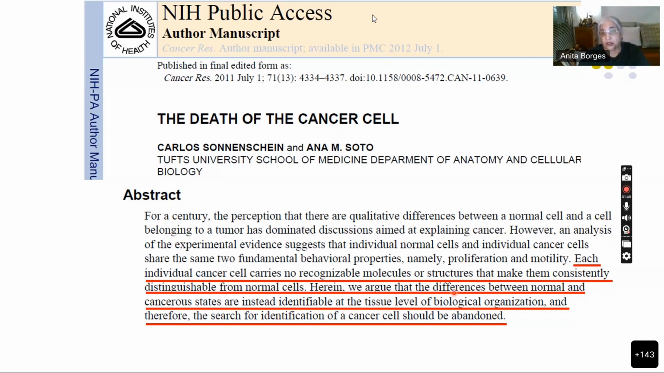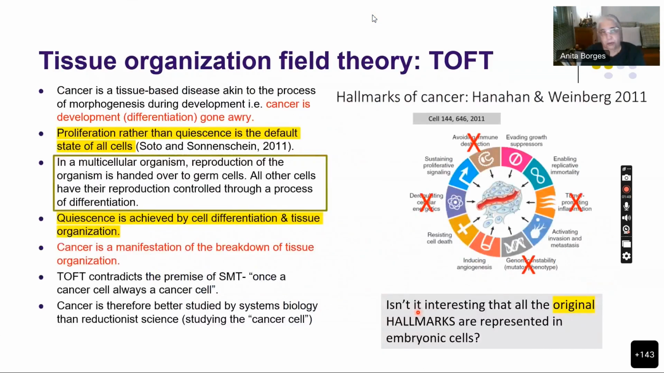So here they argue that the differences between normal and cancerous states are not identifiable at the level of the cell, but identifiable at the tissue level of biological organization. Okay? Therefore, we should stop trying to look at just the cancer cell. We should look at a cell or any cell in the environment in which it functions. So that is why they talk about the death of the cancer cell, not apoptosis.